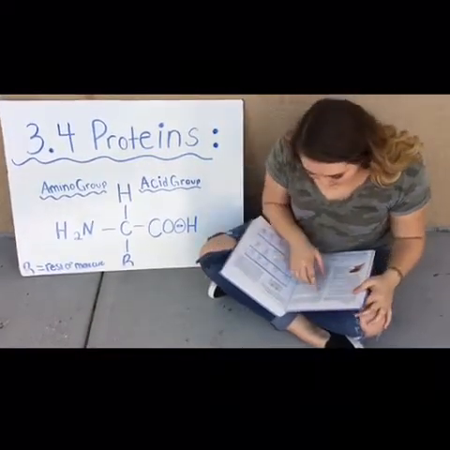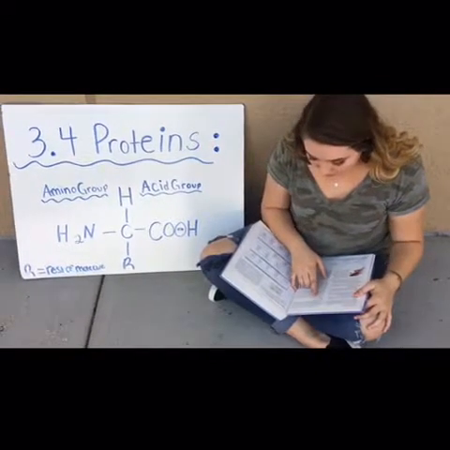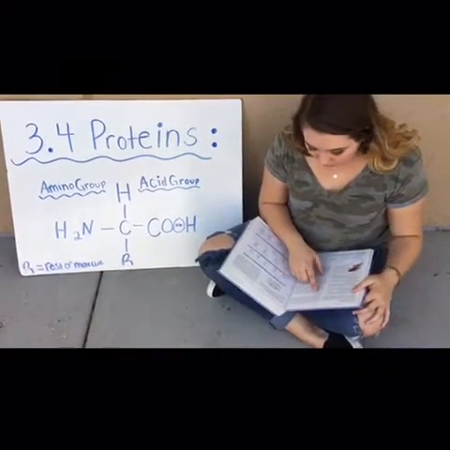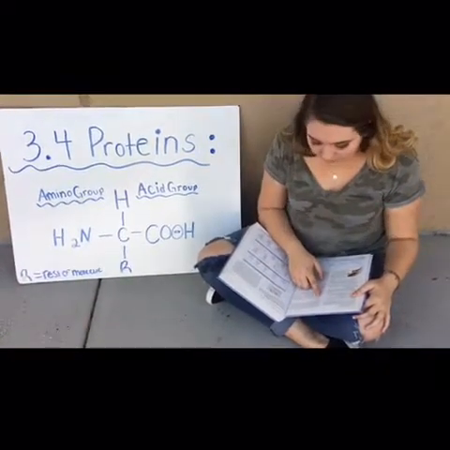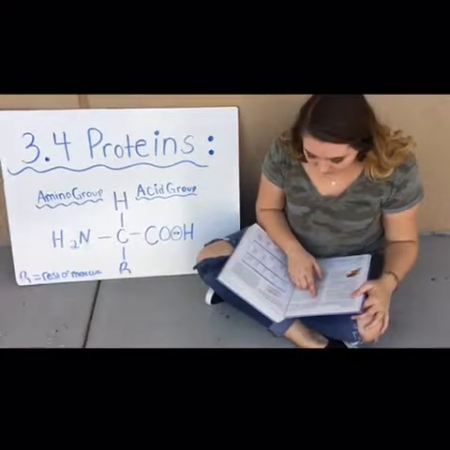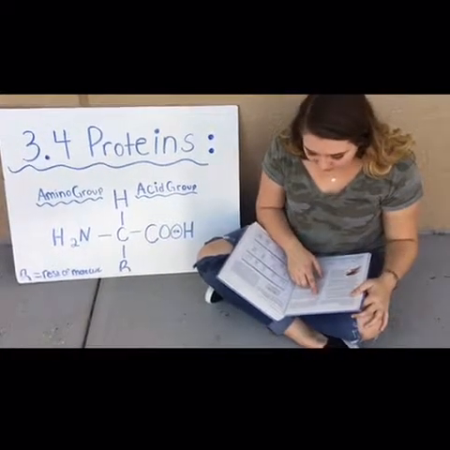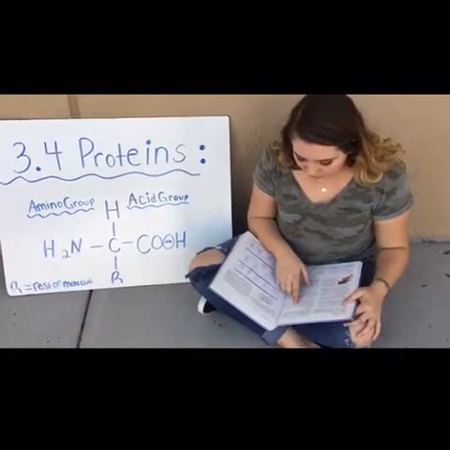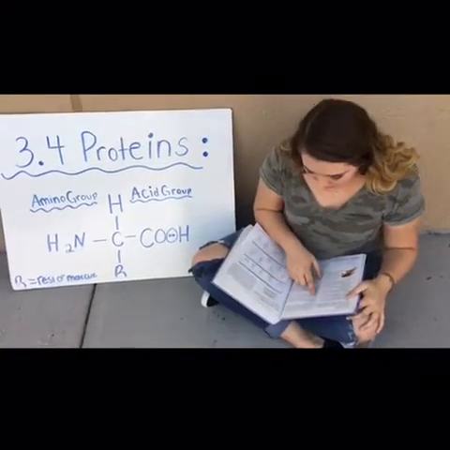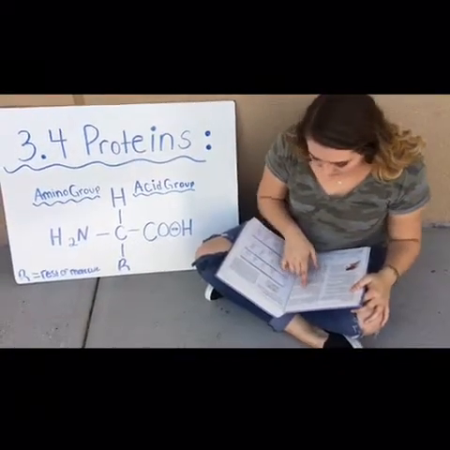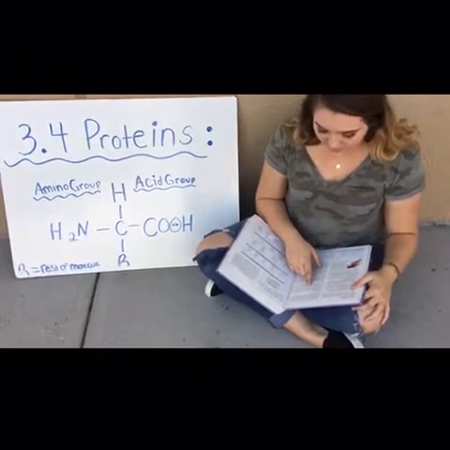Peptides. Proteins are polymers with amino acid monomers. Figure 3.15 shows how two amino acids join by a dehydration reaction between the carboxyl group of one and the amino group of the other. The resulting covalent bond between the two amino acids is a peptide bond.